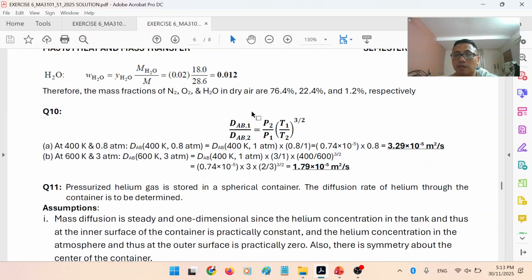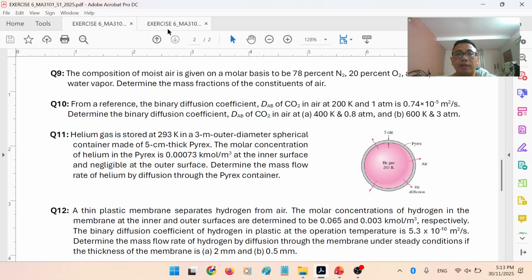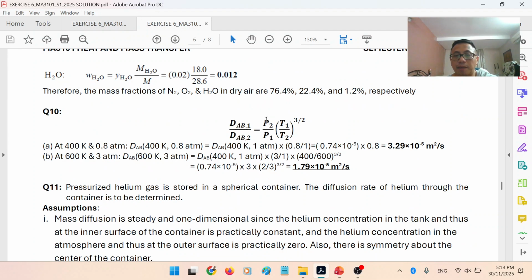Okay, so we can use this equation by the ratio. We have to find the new DAB from the old DAB that we have from the reference, based on the temperature and pressure. Remember, the temperature must be to the power of 3/2. Okay, so using this formula, at 400 Kelvin and 0.8 atm, but what we have here is at 1 atm and 200 Kelvin. We substitute the values inside.